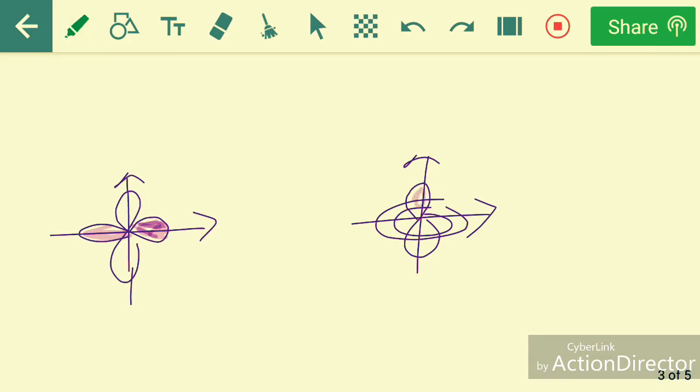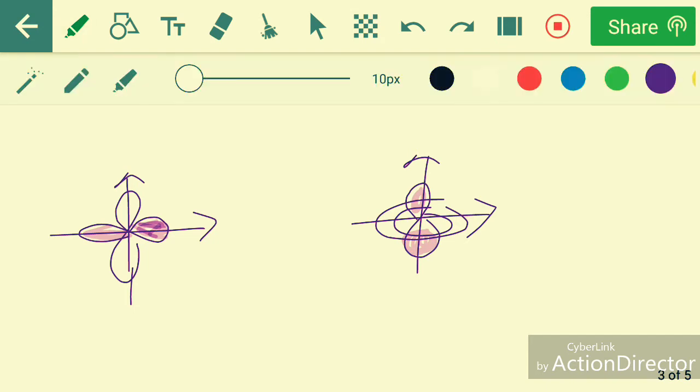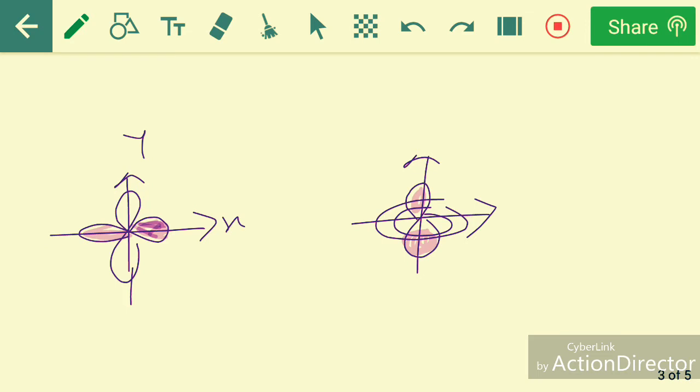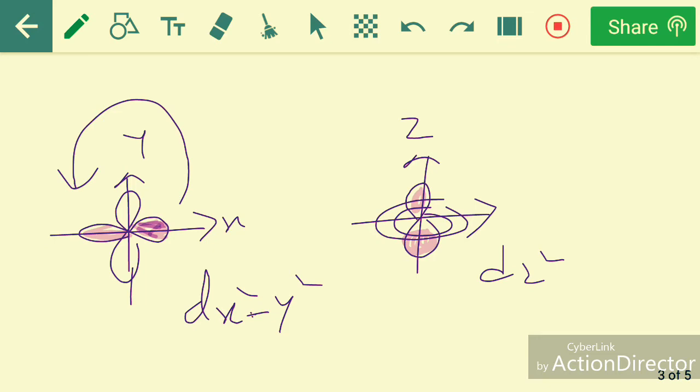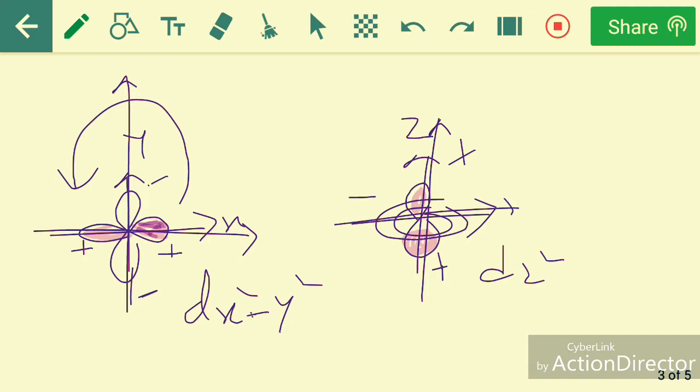We can see this through these examples. This is X, this is Y, and this is Z. So this orbital is dx square minus y square, and this orbital is dz square. In this case, if we rotate these two orbitals by 180 degrees, we will get a similar orientation and no change in wave function. If we go from here to here, there is no change in sign, from positive to positive. When you go from here to here, the sign is not changed; we are going from negative to negative. So from here to here, plus to plus, and from here to here the sign remains as such, from minus to minus.